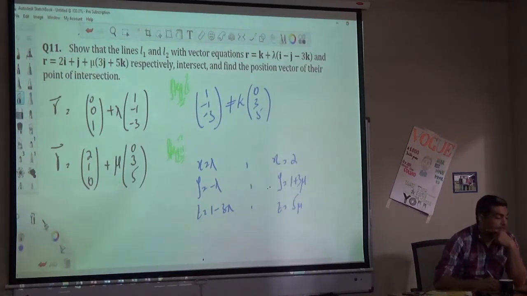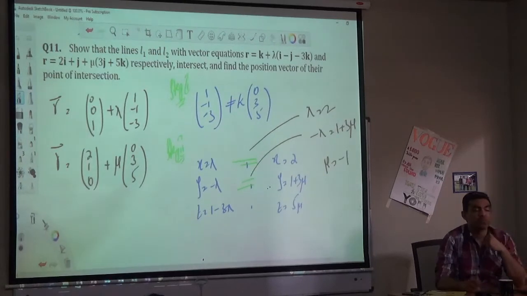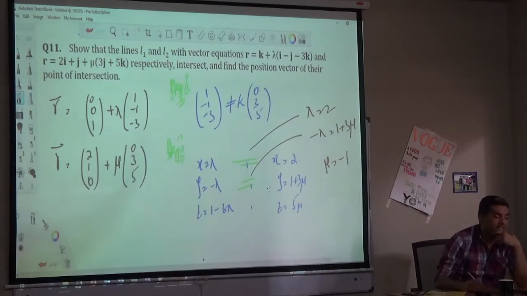Then what's the third step? We equate the x equations and the y equations. This would give us lambda is 2. This would give us minus lambda is 1 plus 3, which means mu is minus 1. Now lambda is 2 and mu is minus 1. These values of lambda and mu should give you the same z from both equations. That's what we need to show, that the lines intersect.